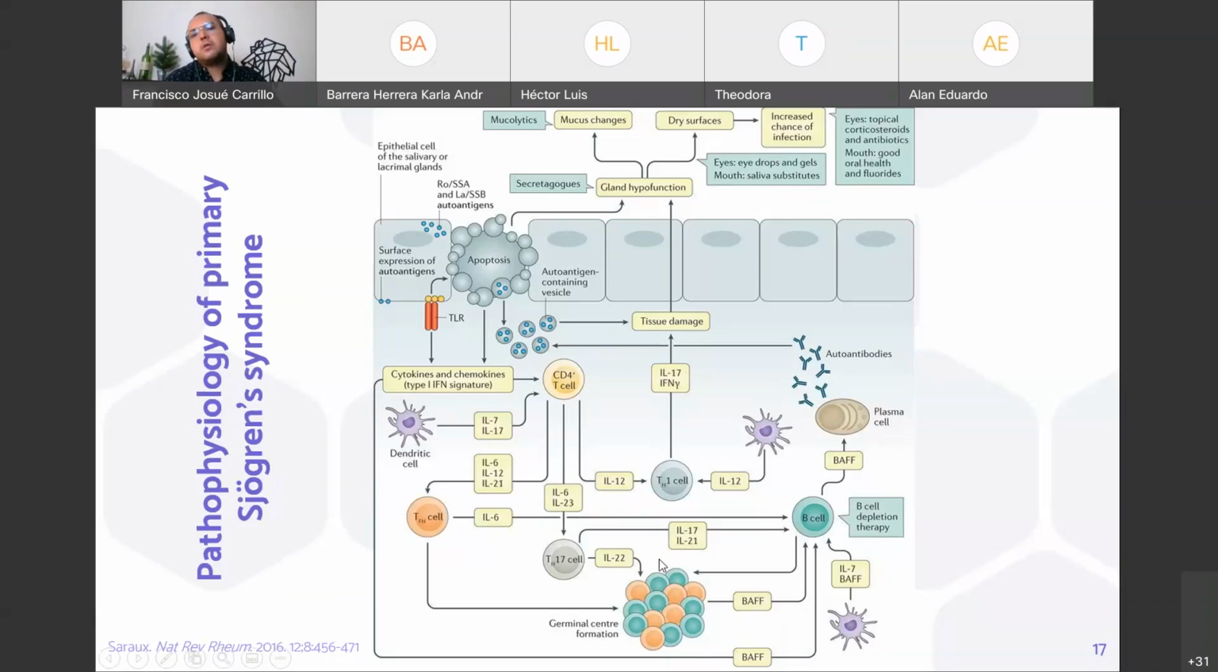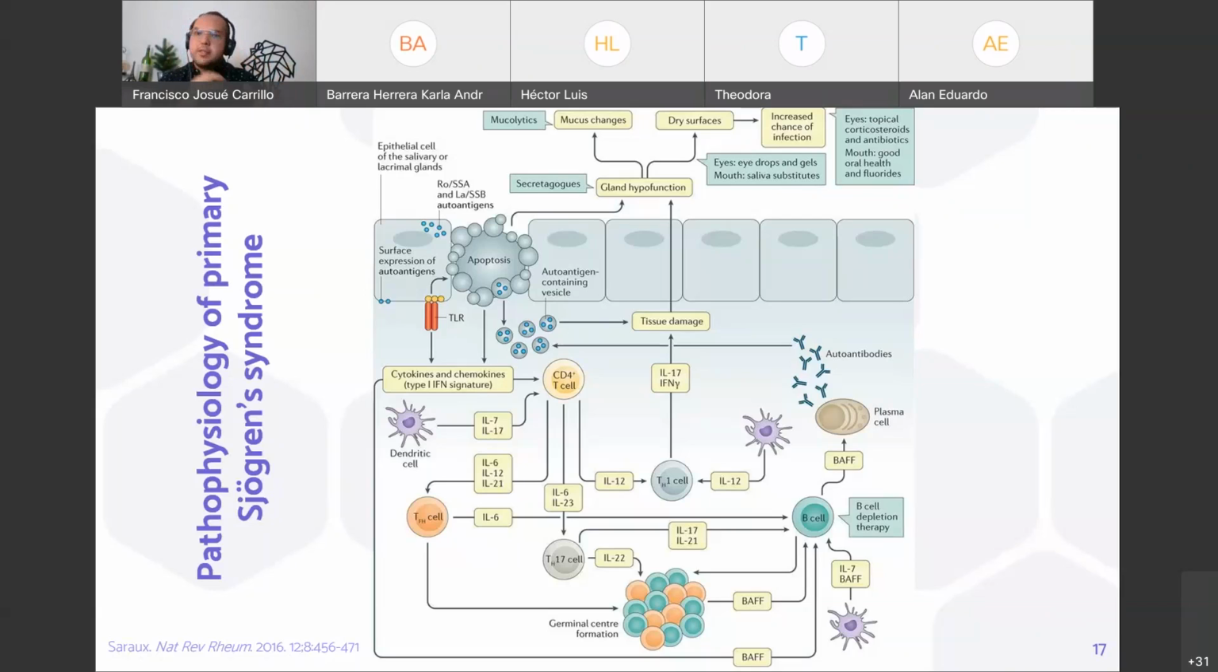That also is going to start to initiate a recruitment of these cells into the exocrine glands, and of course this inflammatory infiltration is going to start to damage the whole tissue, leading, for example, to gland hypofunction.